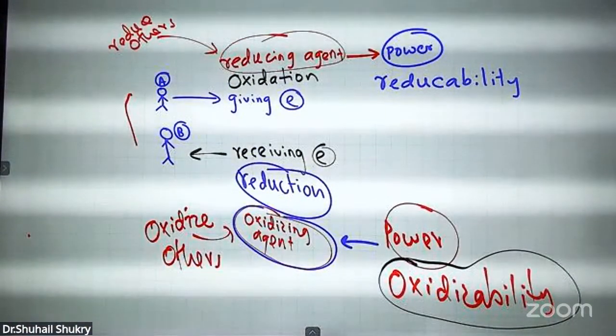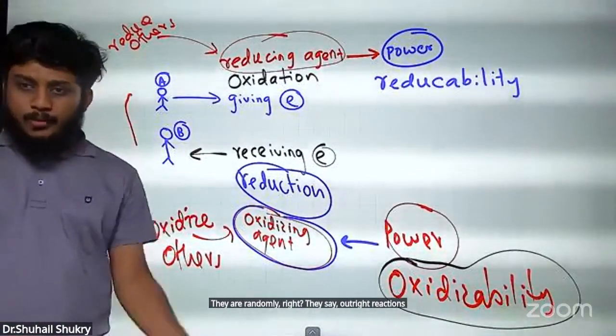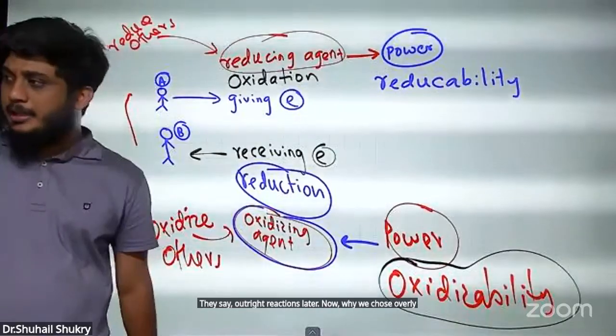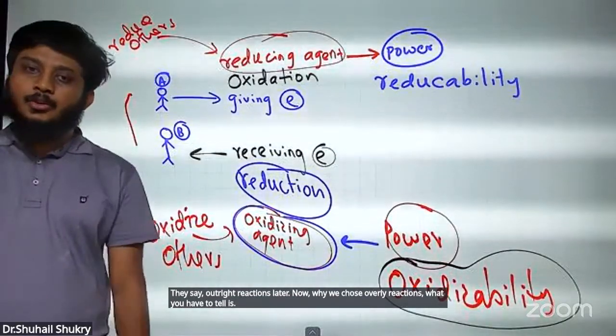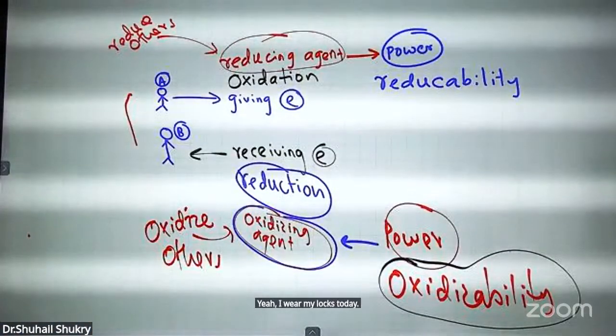I will write certain reactions, randomly. We'll say the reactions later. Now I will show so many reactions. What you have to tell is whether they are going through oxidation or reduction.